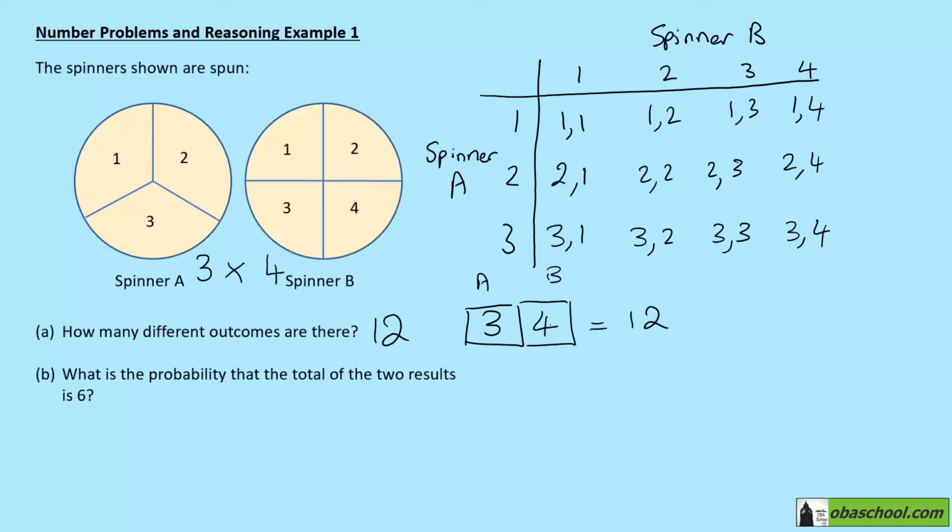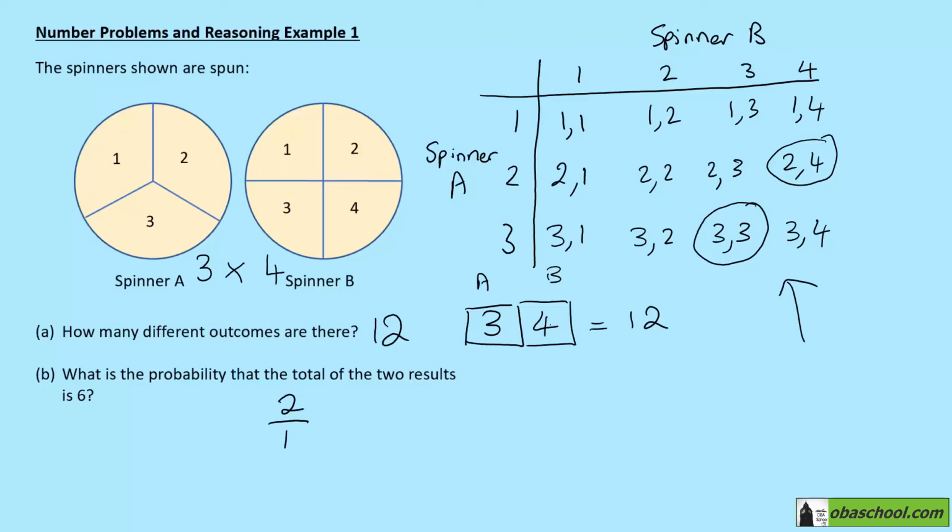However, to answer the second part of the question, the grid is useful. So it says, what is the probability that the total of the 2 results is 6? So what could give us 6? Well, 2 and 4 could give us 6. 3 and 3 could give us 6. And those are the only possible outcomes that give us a total of 6.